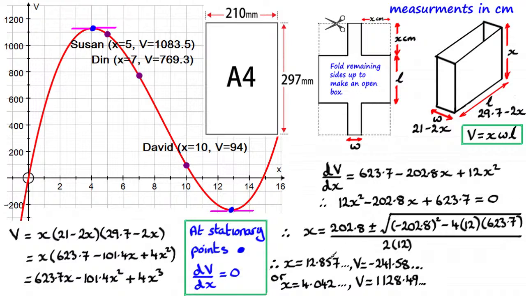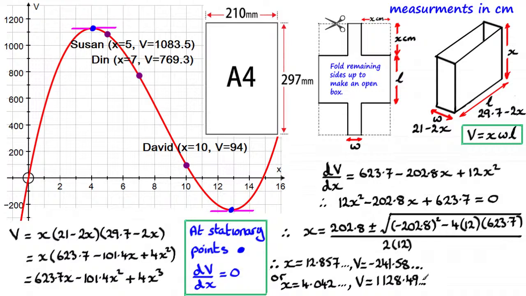Now, we do get 2 values of x, 12.857, which I did notice someone put down. I think it was T2, yes, 12.9 to 1 decimal place. Notice how that's giving us the x value for this stationary point here. The one we're interested in is this one here, x equals 4.042 and so on, okay? And when rounded to 1 decimal place, it is going to be 4.0. Okay, so just a little bit more than 4.